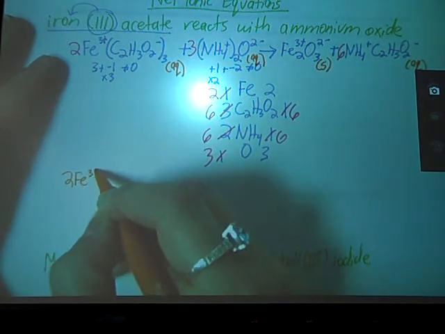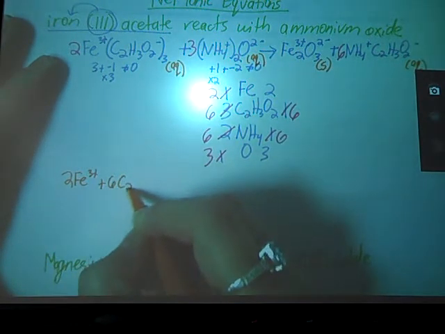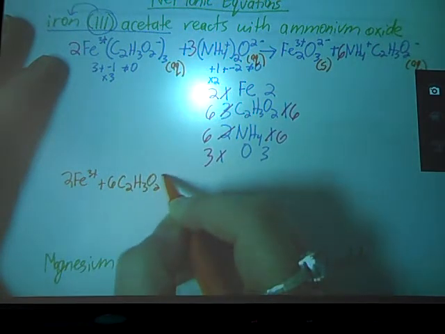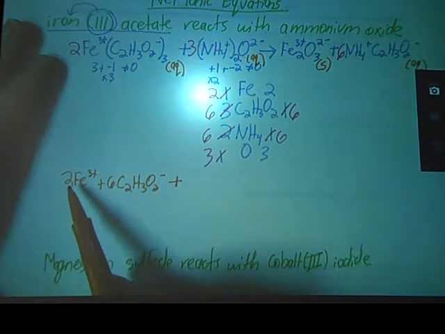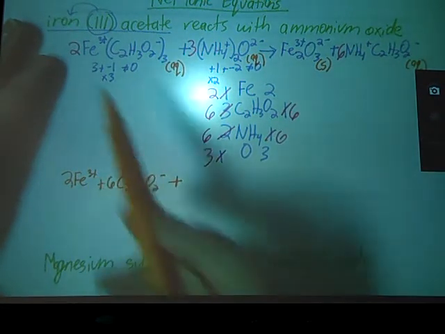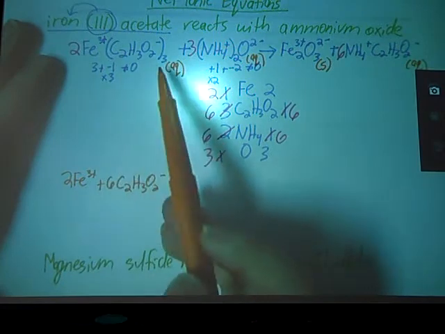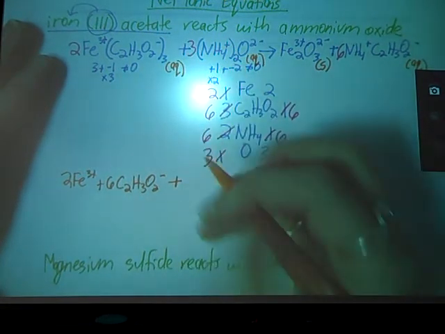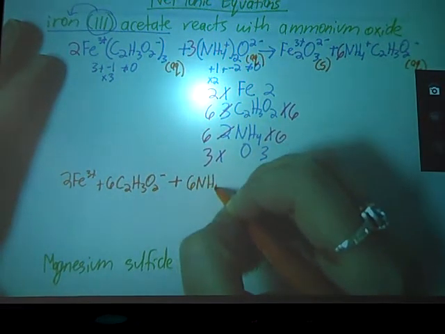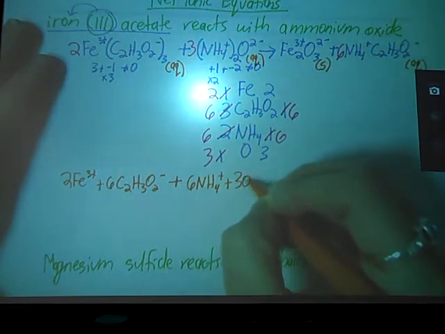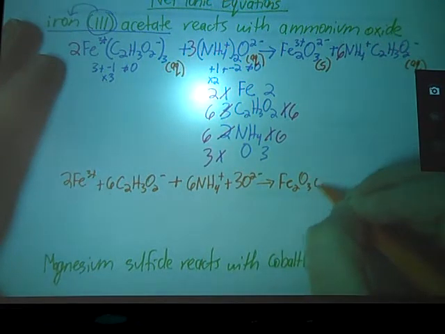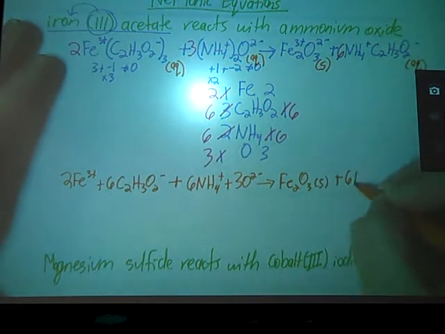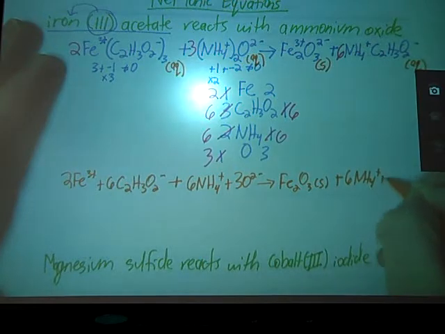So I will have an iron ion and my 6 acetates. Remember, when writing a complete ionic equation, you need coefficients and charges. Make sure you multiply coefficients and any subscripts, like with the acetate. Next is my ammoniums. Then my oxide. That took care of the left side. On the right, I cannot change that solid. And my ammonium, acetate.